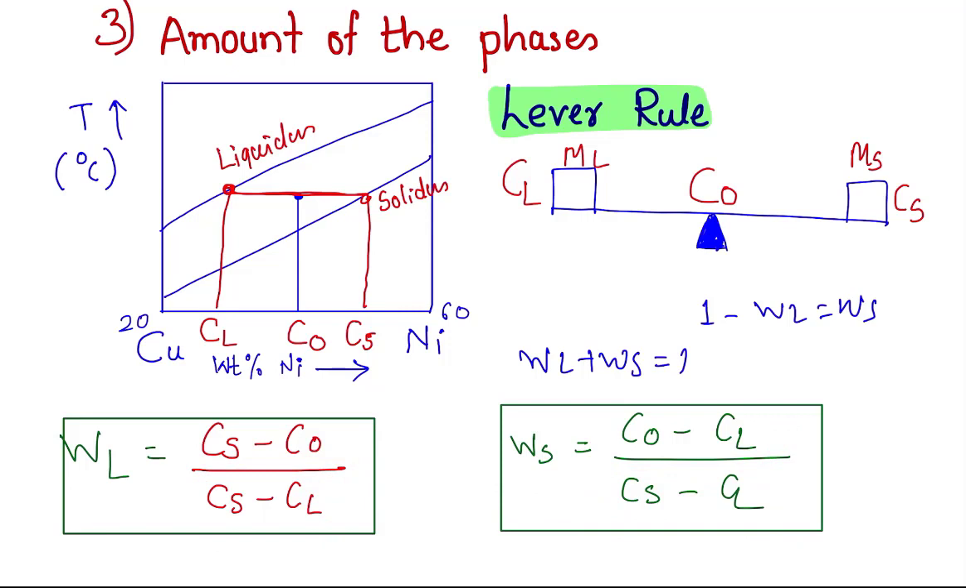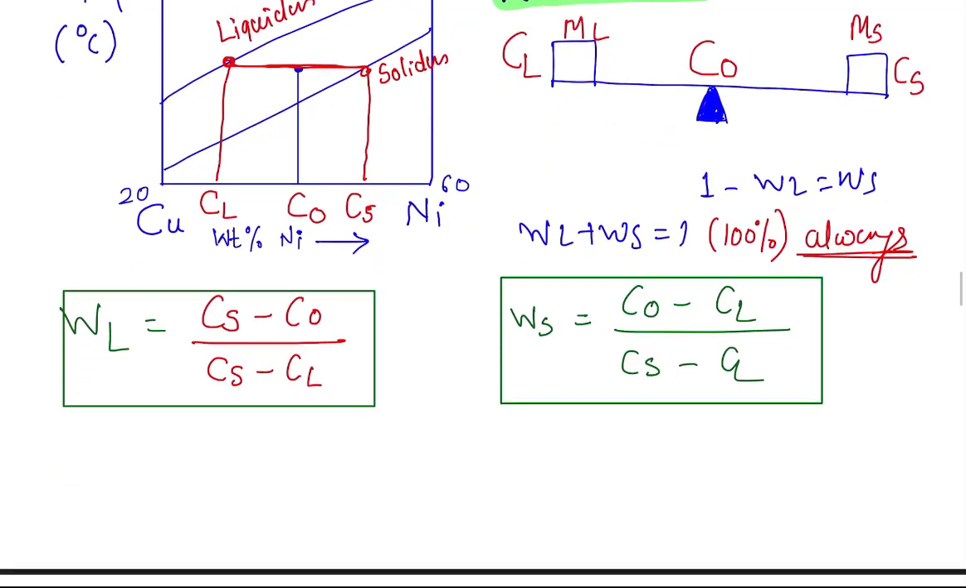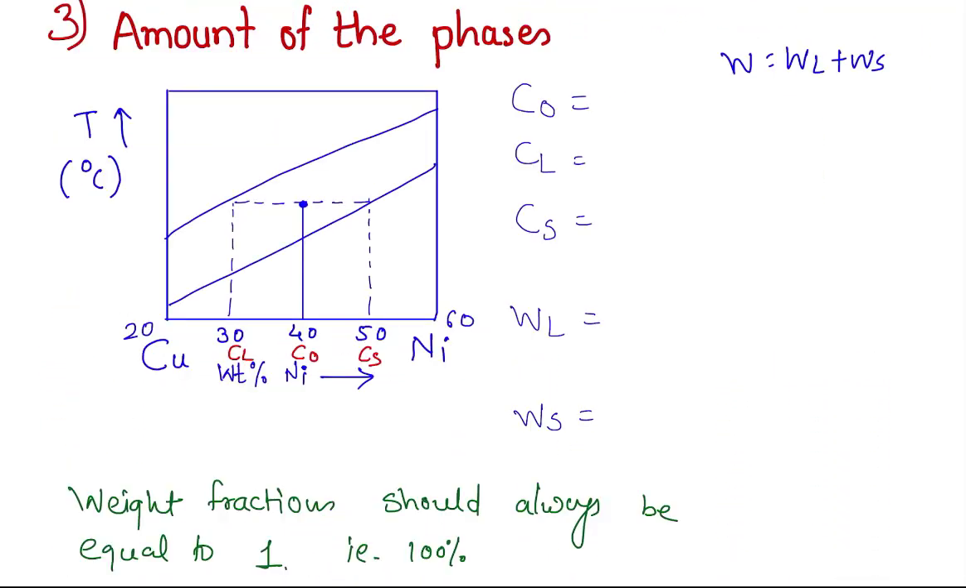The weight fraction of any material should always be 100%. So if you add the weight fraction of liquid and weight fraction of solid, it should come around 1, or it should come around 100% always. There may be a change in the concentration, but the weight fraction should always be 100%. So in this example, we will find out the weight fraction of solid and weight fraction of liquid.